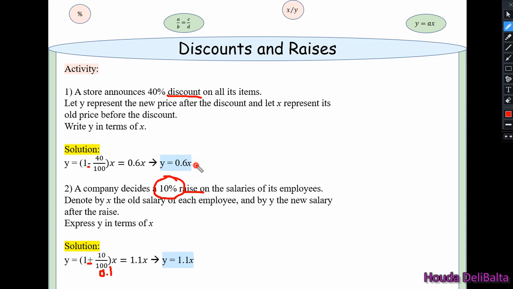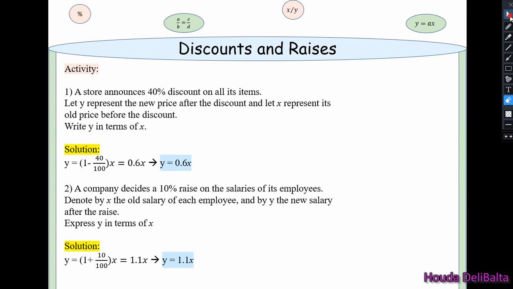So notice, the relation when there is a reduction or a discount or a sale is going to be y equals 0 point something. But when there is a raise or a gain or any increase, this will be 1 point something: 1.1, 1.2, 1.05, 1 point whatever. So it's just 1 point and not 0 point. So that's to make sure of your relation. Again, if there is a discount, the relation will be y equals 0 point something x. And if there is a raise or an increase, the relation will be y equals 1 point something x.